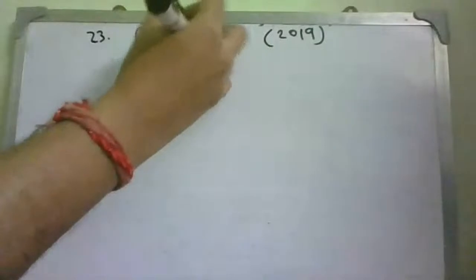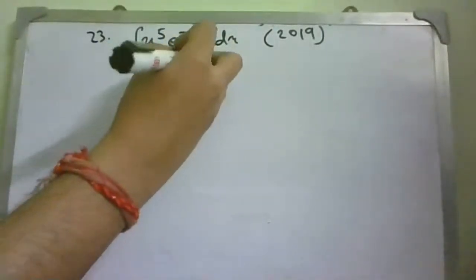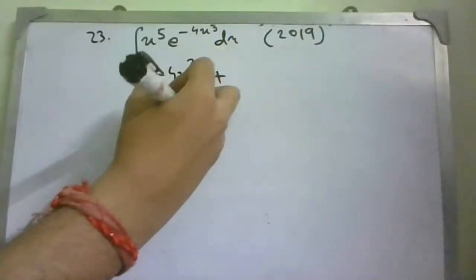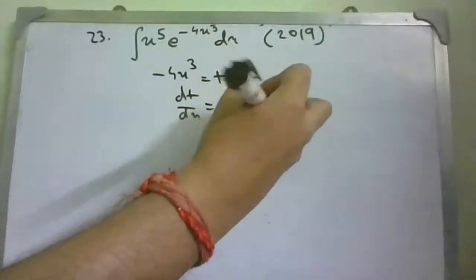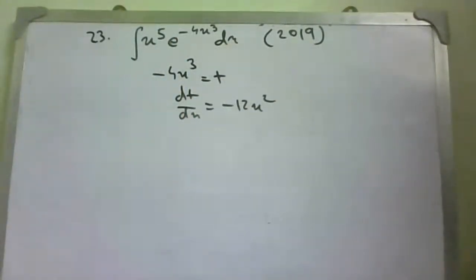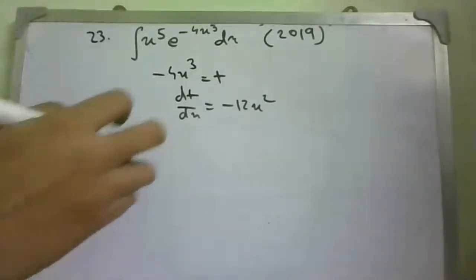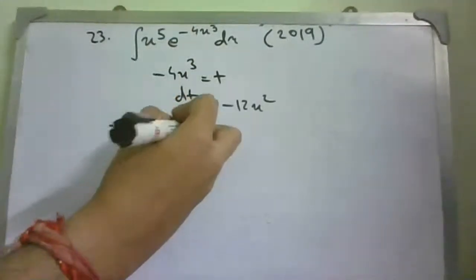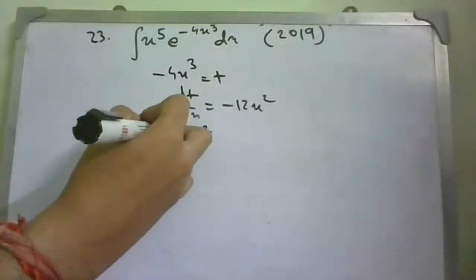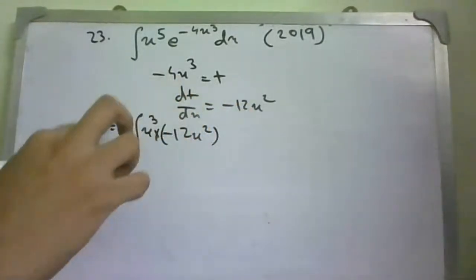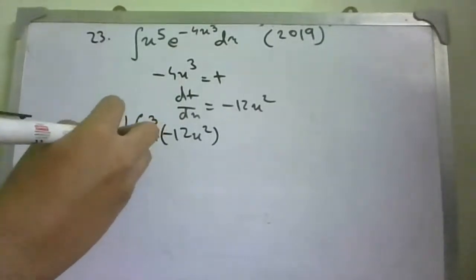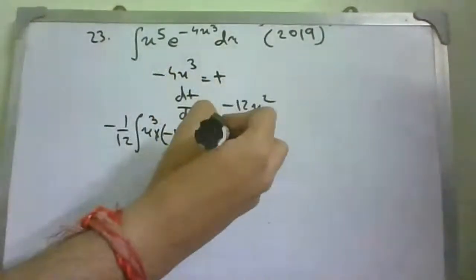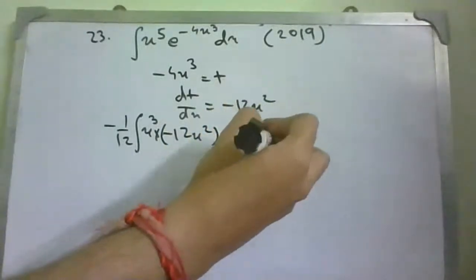So again, we have something in the power. So probably we can do something with this. What we can do? We can assume that this is some t. So dt over dx is minus 12x squared. So what we can do over here? We have x to the power 5. So let's separate the things out. Minus 12x squared times x cube, minus 1 by 12. Okay, pretty much understandable. And e to the power of minus 4x cube dx.